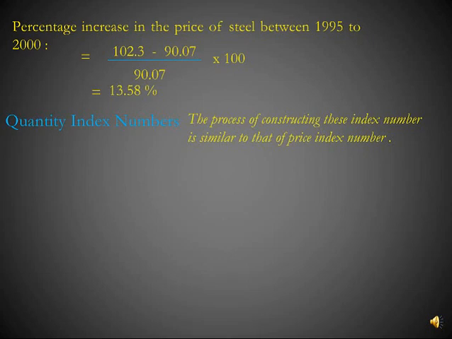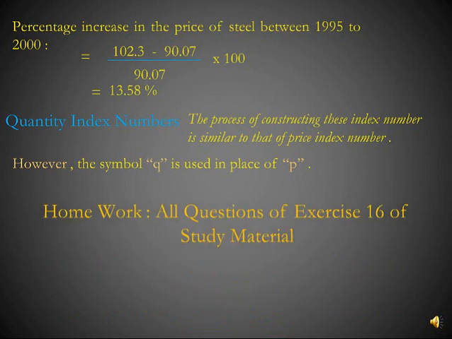Next is quantity index number. What is this? The process of constructing these index numbers is similar to that of price index numbers. So these are the same as we did in price index numbers. However, the symbol Q is to be placed in place of P. So when you have to calculate quantity index number, you will change the formula, that is, quantity index number is equal to Q1 into 100 upon Q0. So you will just write Q in place of P.